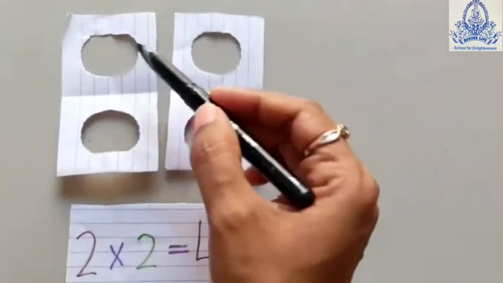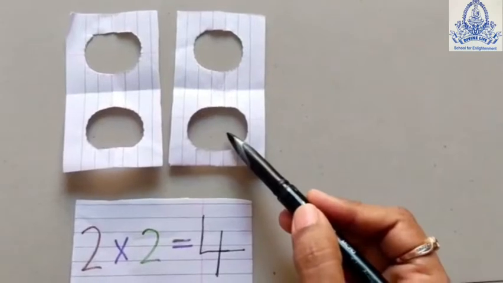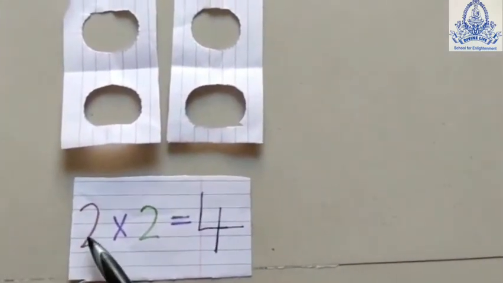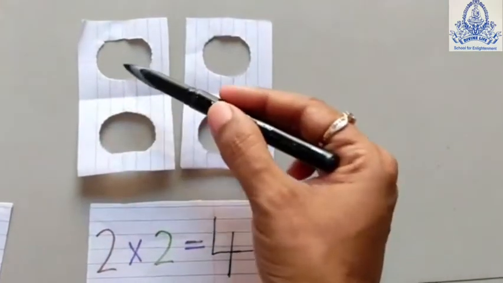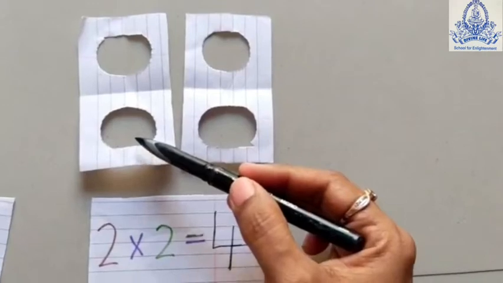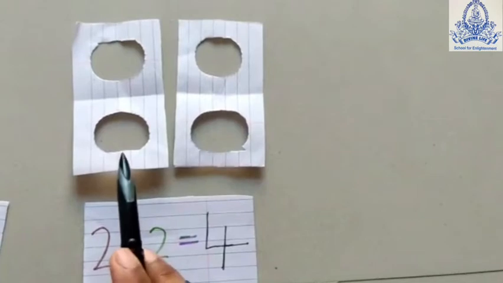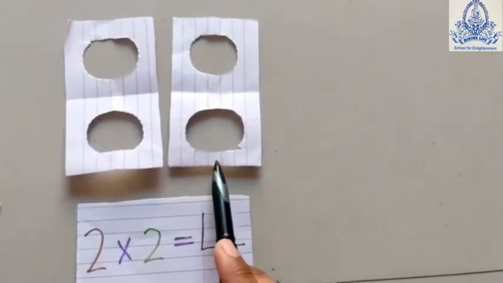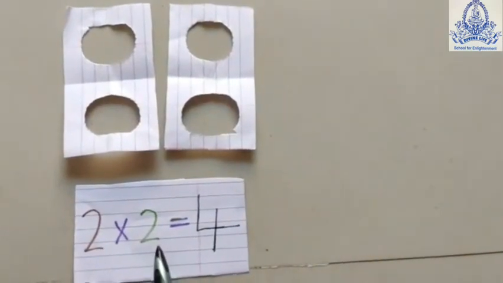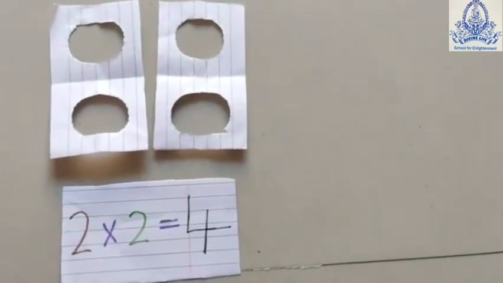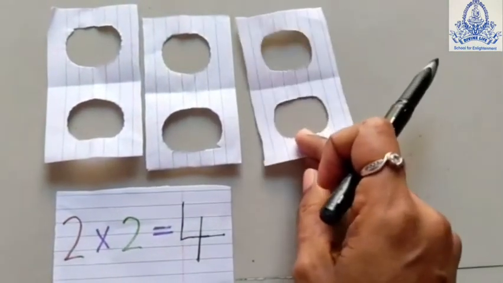Now we count here. 1, 2, 3, 4. Okay. So 2 2s are 4. We have 2 cards in one set. Okay. So this is 2. And how many sets of box do we have? 2 sets of box. 1 and 2. So 2 multiply 2. 2 2s are 4. Now again I am adding one more set of box.